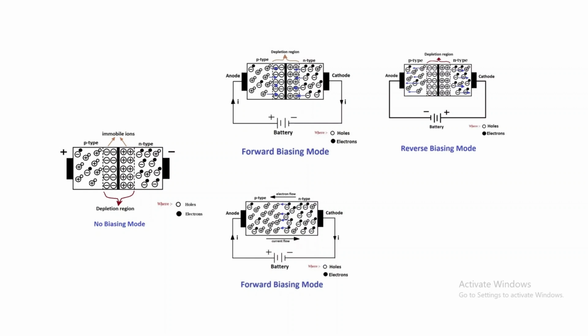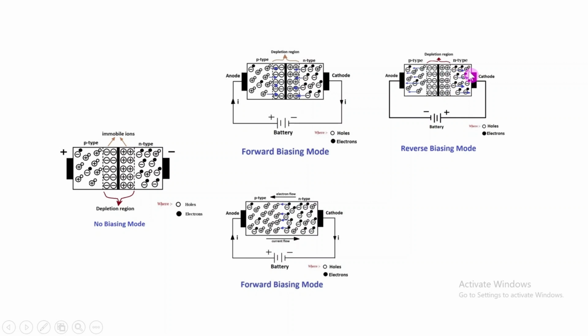Now the last part of this lecture is reverse biasing. In reverse biasing, we connect the positive terminal to the N-type region and the negative terminal to the P-type semiconductor material. What will happen in this case? This positive charge will attract the negative charges, which are the majority charge carriers in the N-type material. They will attract those negative charges towards itself, due to which the depletion region will be wider.